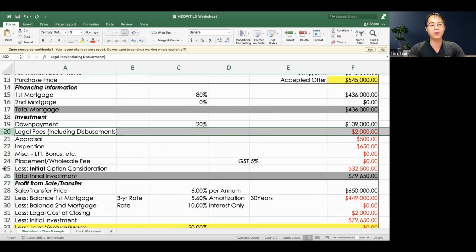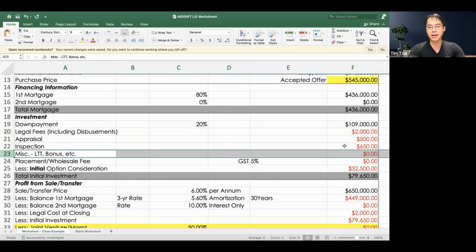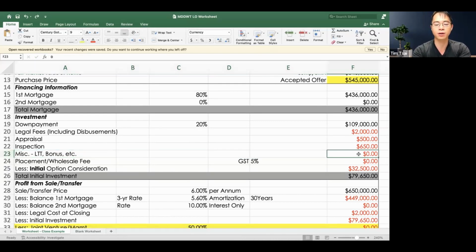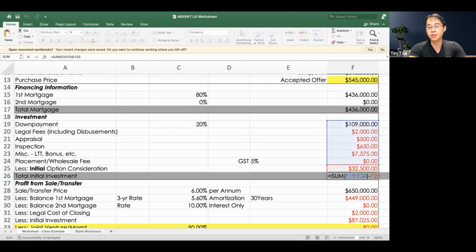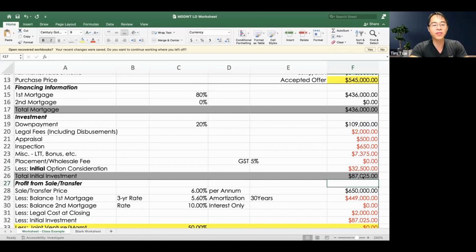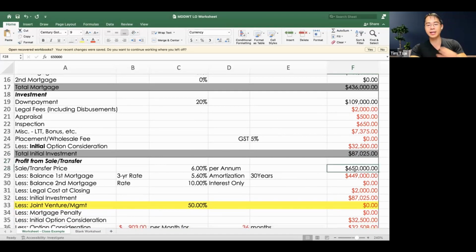So what you will get now is a number that says 7,300. Oops, nope, I'm going to change that and actually populate it here, 7375. So hopefully you can see that reflected on the spreadsheet. Okay, and then nothing else changes. I'm just going to make sure that the numbers here are correct. And so what that means now is your total initial investment is $87,025. So let's go back here now.